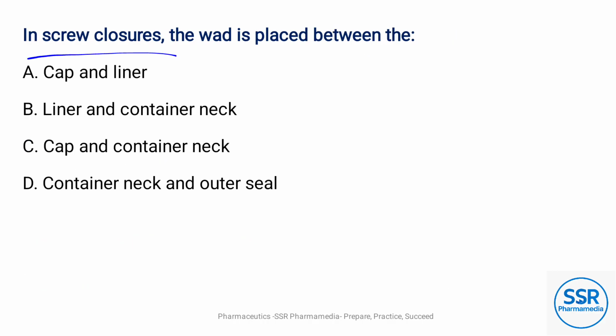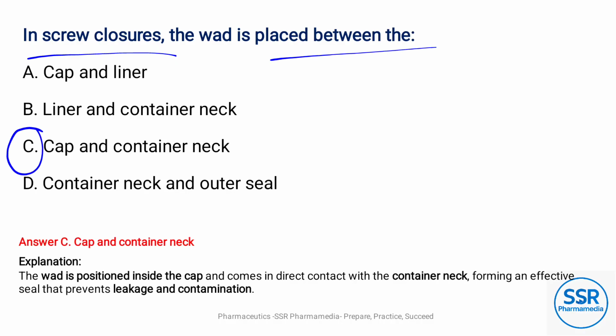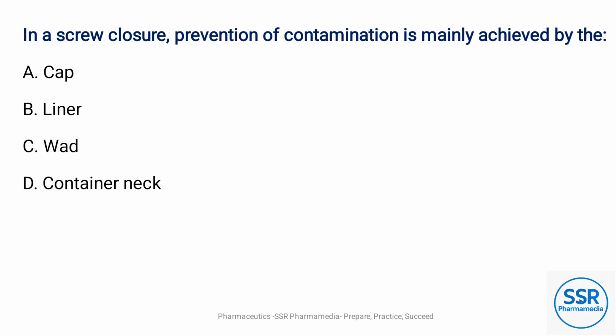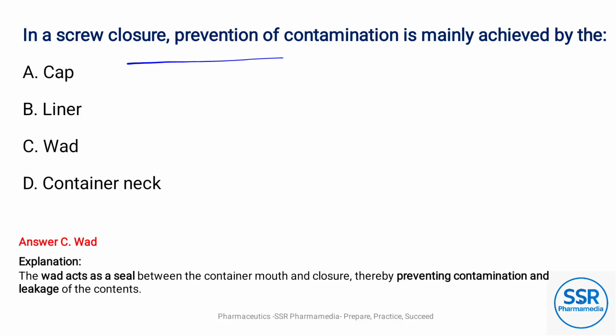In screw closures, the wad is placed between the cap and container neck, so option C is the answer. The wad is positioned inside the cap and comes in direct contact with the container neck, forming an effective seal that prevents leakage and contamination. In a screw closure, prevention of contamination is mainly achieved by the wad, so option C. The wad acts as a seal between the container mouth and closure, thereby preventing contamination and leakage of the content.